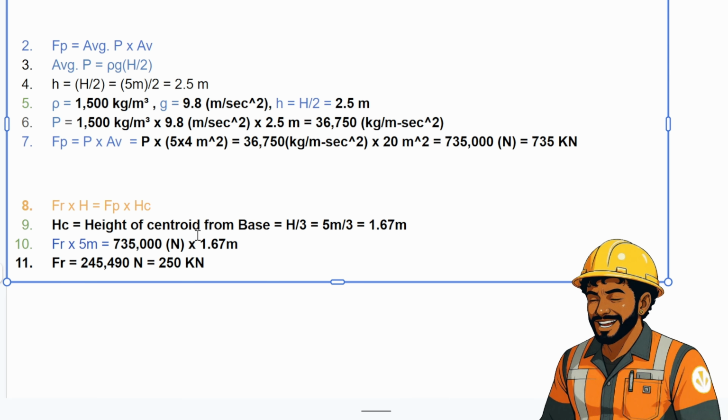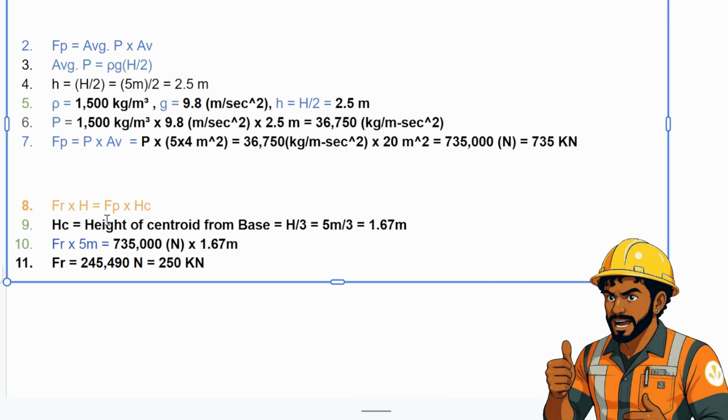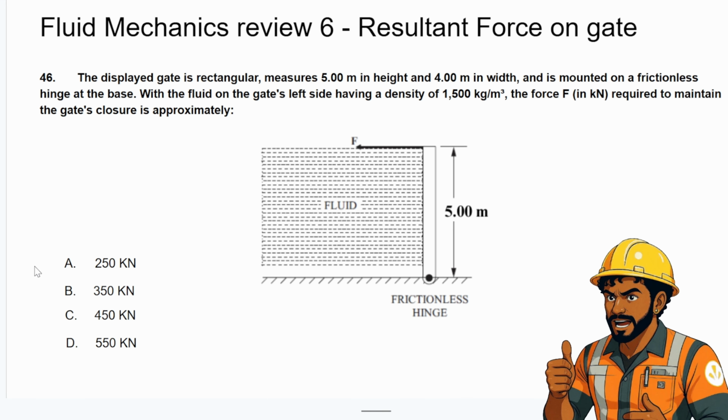Please remember this. Okay. So simply put, Fr is equal to Fp times Hc by H. We already know that Fp is 735 kilonewtons, Hc is H by 3, which is 5 by 3, that is 1.67 meters, and the height is 5 meters. So solving everything on your calculator, you get the answer as 250 kilonewton. So going to the question, that is going to be option number A.